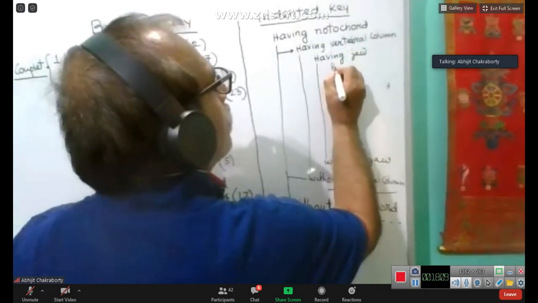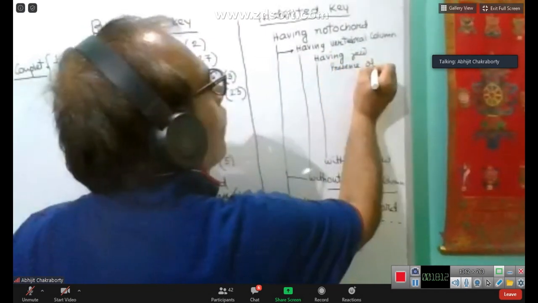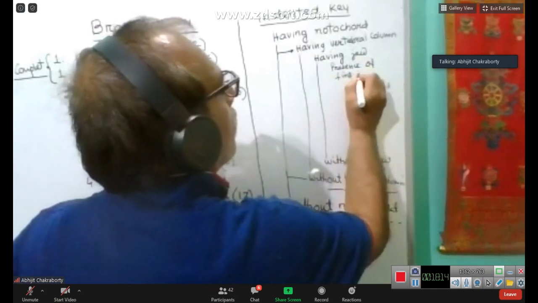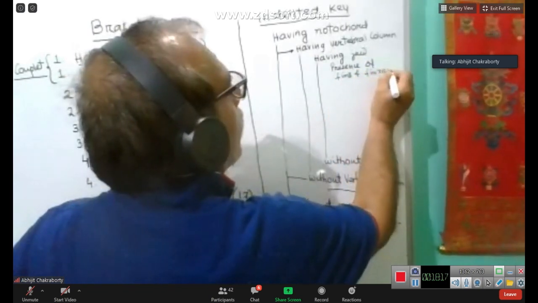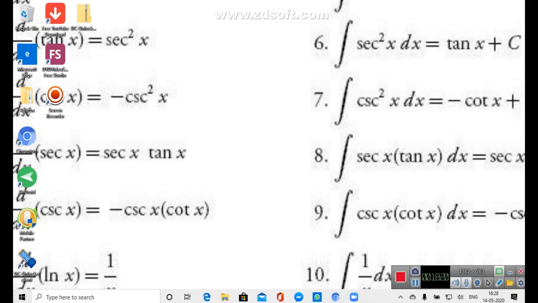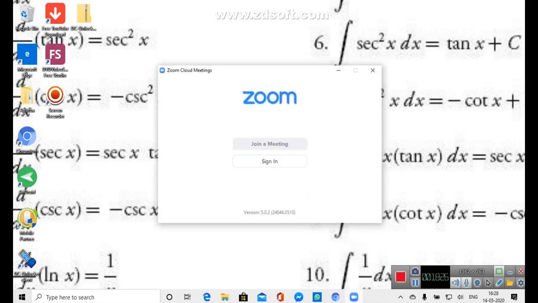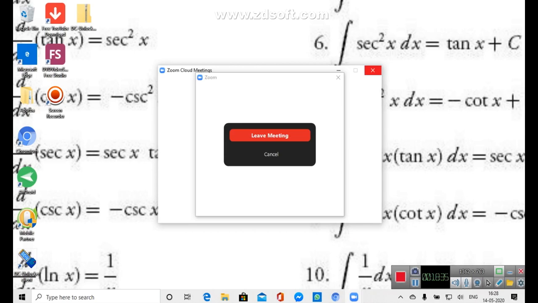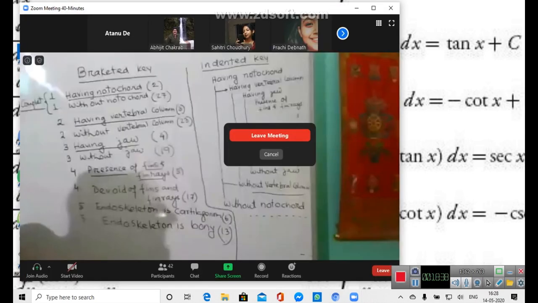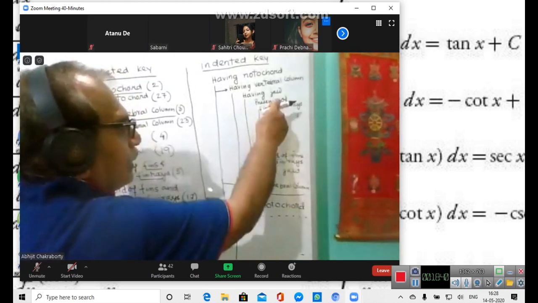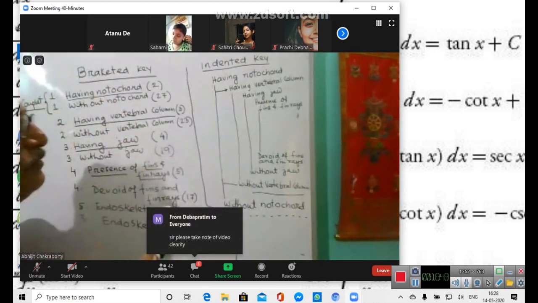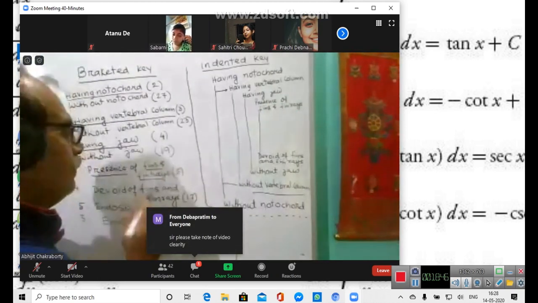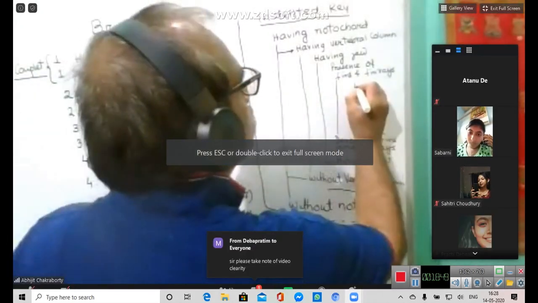So, presence of fin rays. And here below it, it is written on the same line because they are the leaves of the same couplet. In this way, we can produce the next one. Suppose, what is it? And the skeleton.